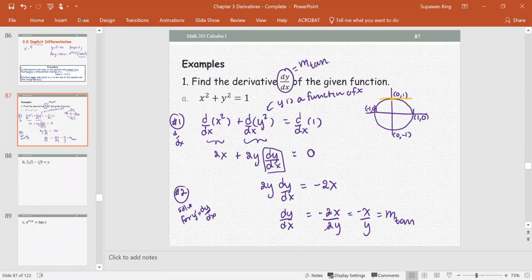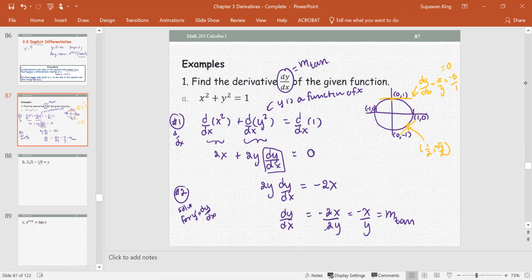For example, at the ordered pair 0, 1, the slope is 0. We can prove it by using the slope, or the dy by dx, as negative x over y. The x is 0 and the y is 1, therefore the slope is 0. And for any ordered pair, for example, the ordered pair located on the fourth quadrant, like positive 1 over 2 and square root 3 over 2, with the negative sign for the y value.